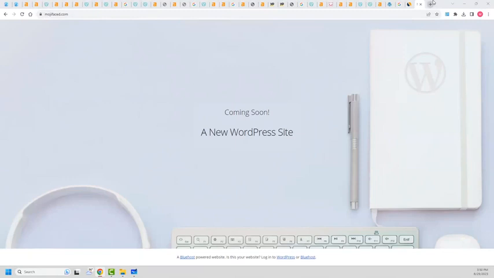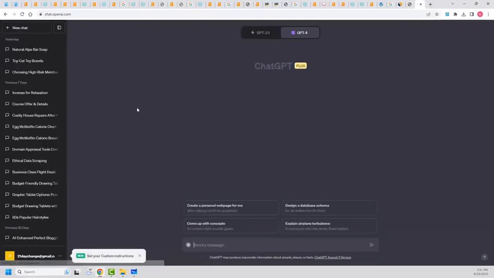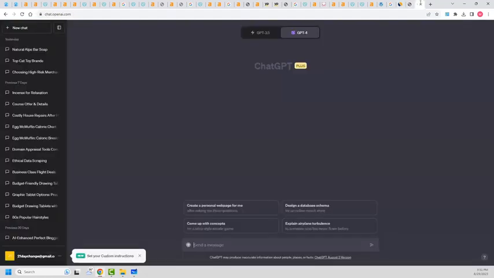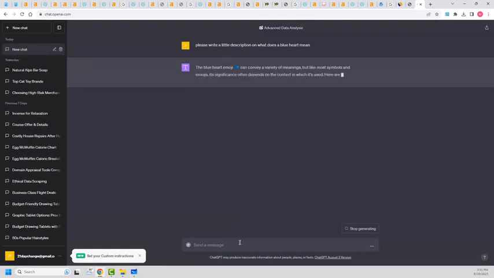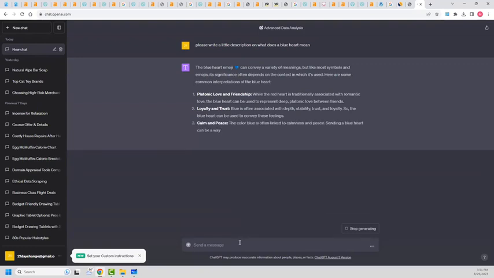But what I want you to do is use ChatGPT. You're going to use ChatGPT and go for keywords like I went for. You'll just go, what does a blue heart emoji mean? Make simple content. This is what you're going to do. Ready? Pay attention. Please write a little description on what does a blue heart mean. You should probably put emojis. Okay, so it does do emojis. And you're just going to run this through a few times to get relevant content.